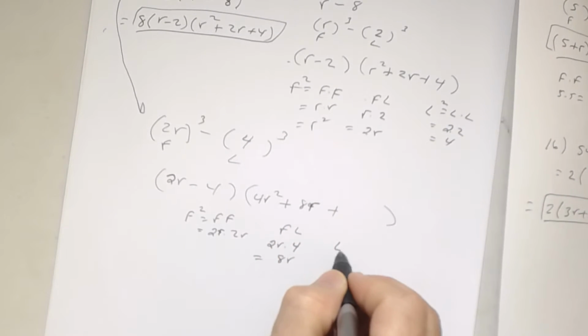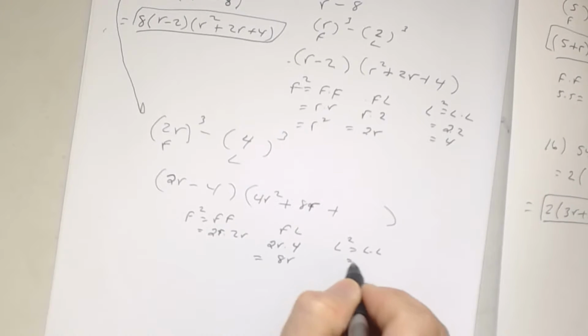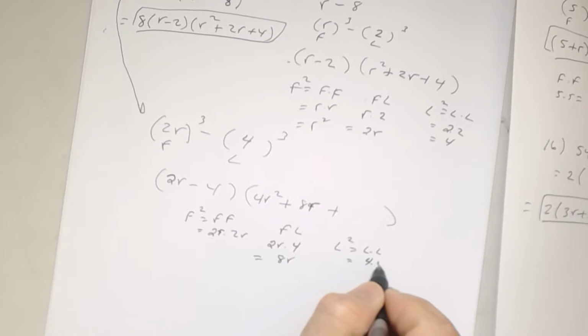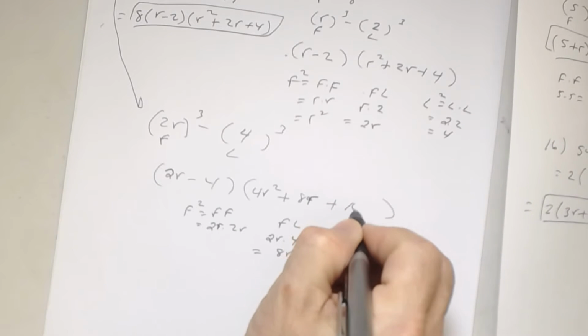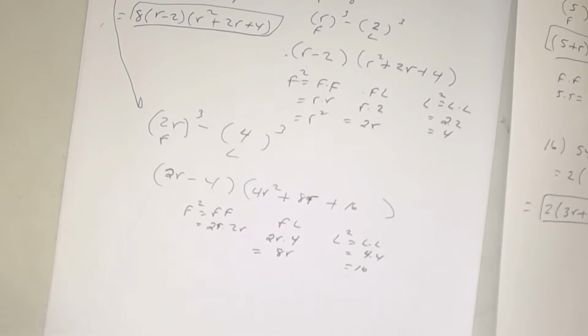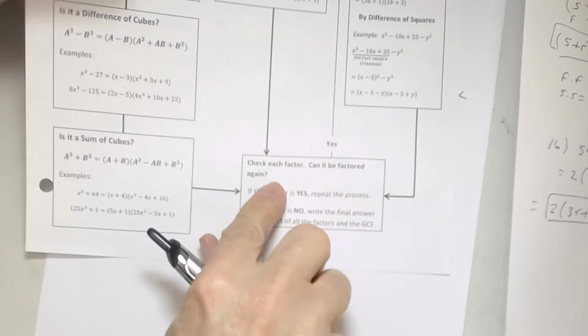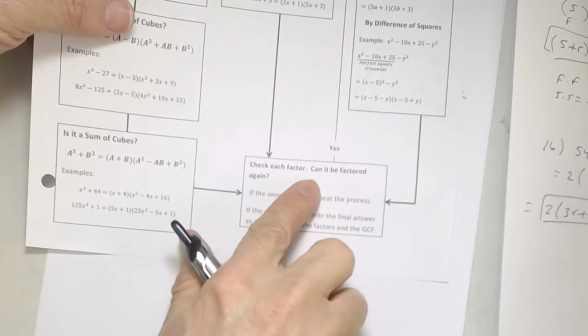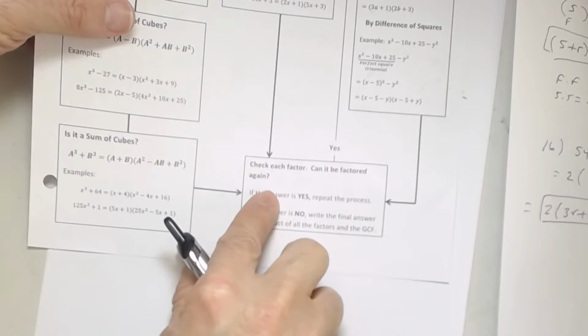And the last term is L squared, meaning L times L. What's L? 16. 4 times 4 is 16. Okay, so that's where I'm at. Now, if you're not careful, you're going to say that that's the answer. But remember, we talked about this before, and you'll notice in the flow chart it says: check each factor. Can it be factored again?